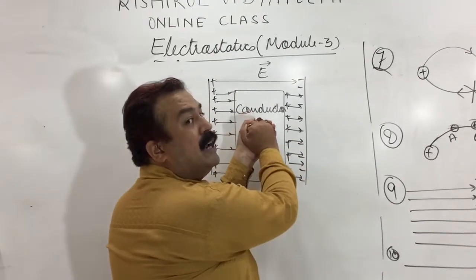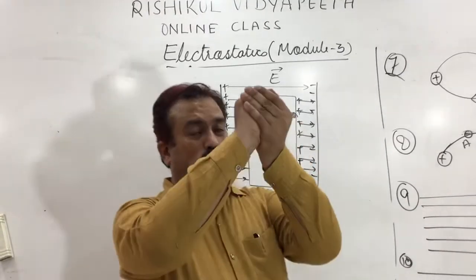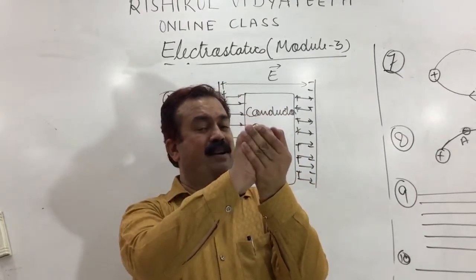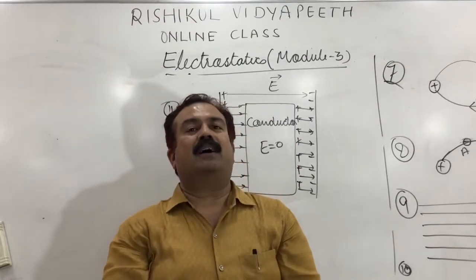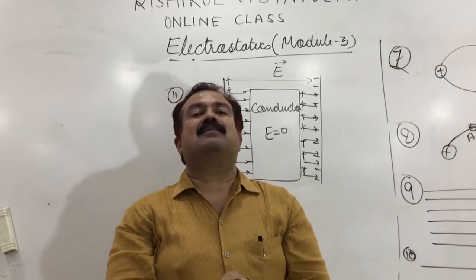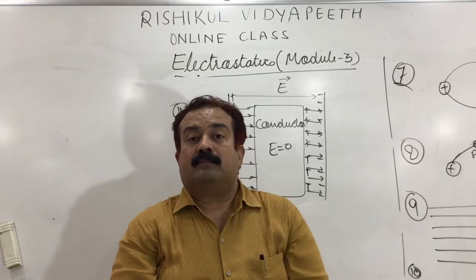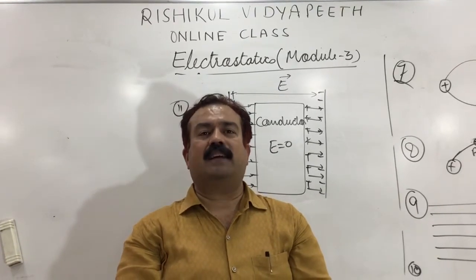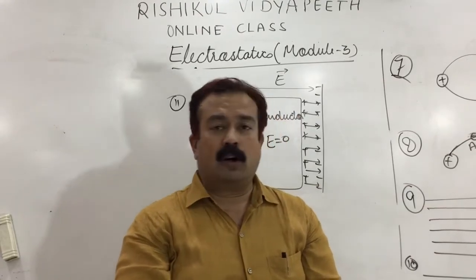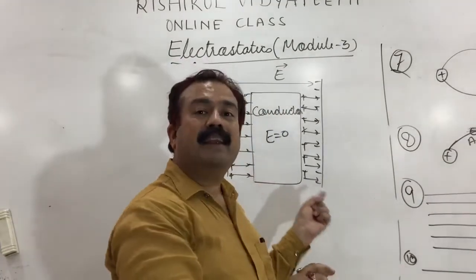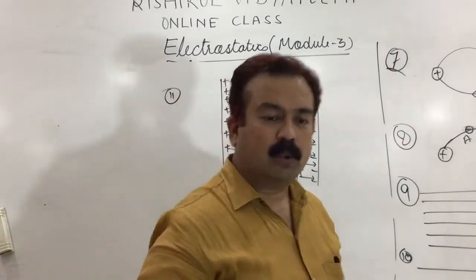In this condition, what will happen? Electric lines of force will not pass through the conductor. So after placing the sensitive material inside the strong electric field, I have protected it, and this phenomenon is called electrostatic shielding. I have shielded it from the strong electric field. So this is called electrostatic shielding. Again I am telling you, electric lines of force cannot pass through a conductor, meaning inside the conductor electric field is always equal to 0.